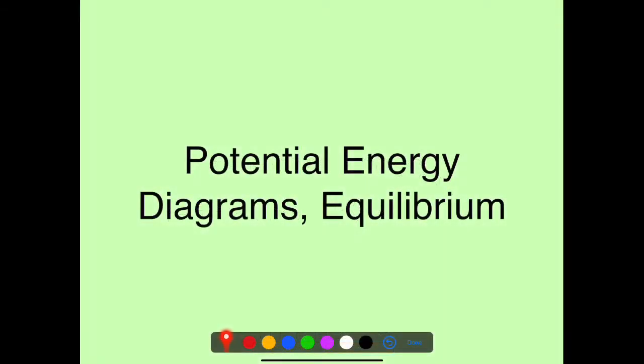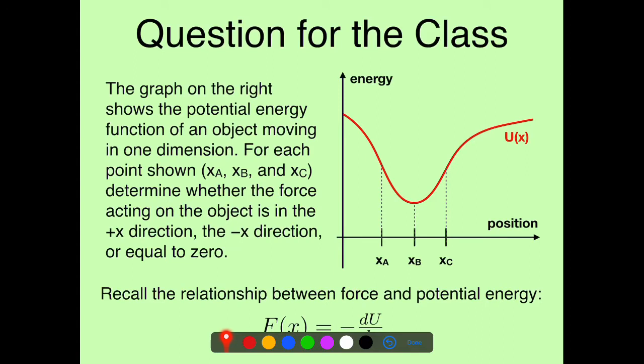Okay, so the next topic is potential energy diagrams and equilibrium. So to introduce this topic, I'm actually going to start with a question for you guys, which is, let's take a look at the graph on the right, which shows potential energy for an object moving in one dimension. So the way this plot works is on the vertical axis, we have energy, and on the horizontal axis, we have position. And this red curve is showing us the potential energy as a function of position. In other words, U as a function of X.